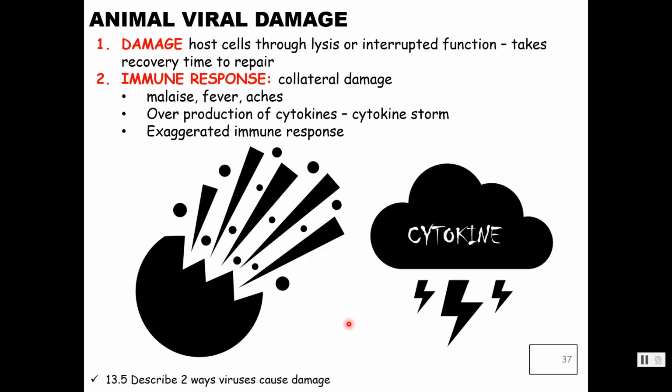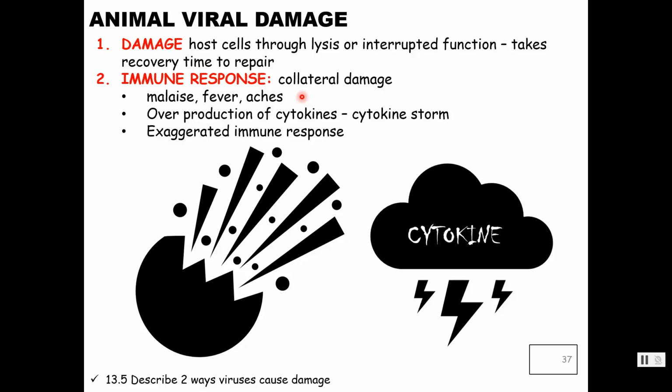How do viruses do damage? Think about it: they are infecting host cells and taking that cell over, so usually they are interrupting function. Second, if that virus particle leaves through lysis, that is going to kill that host cell. If there's a lot of lysis and a lot of cell death, that's going to take some recovery time. But the majority of the damage done by a virus is going to be through collateral damage.